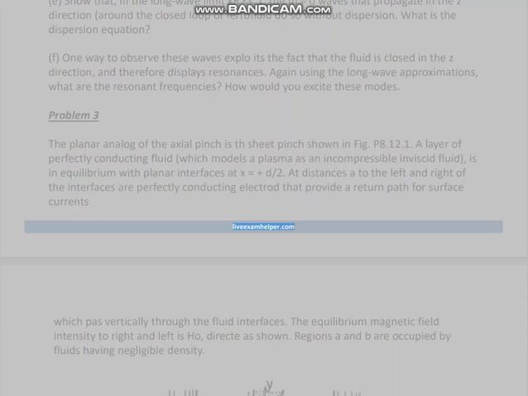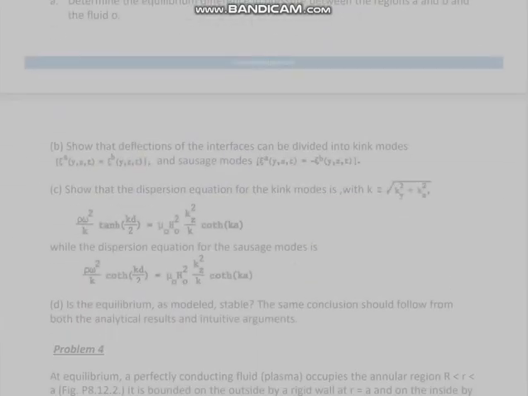Which pass vertically through the fluid interfaces. The equilibrium magnetic field intensity to right and left is H0, directed as shown. Regions A and B are occupied by fluids having negligible density. A. Determine the equilibrium difference in pressure between the regions A and B and the fluid.